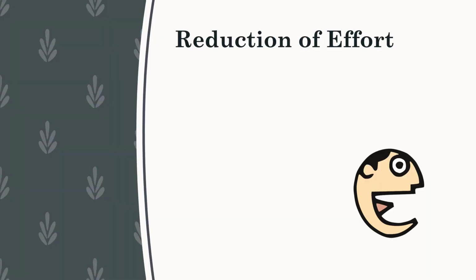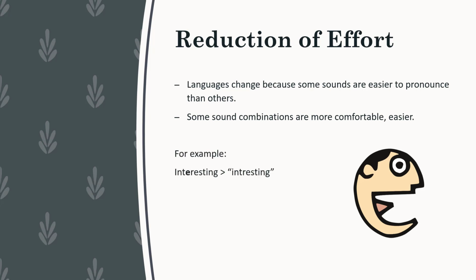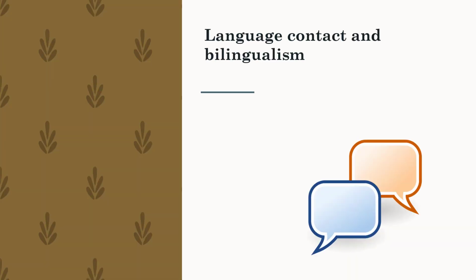What do I mean by reduction of effort? Languages change because some sounds are easier to pronounce than others, and some sound combinations are more comfortable and easier. So for example, it's easier to pronounce it without pronouncing the vowel that we still have in the written form. And it's the same phenomenon that happened in Latin with the word homine, which changed into omne because people stopped pronouncing the vowel. It was easier not to pronounce it.